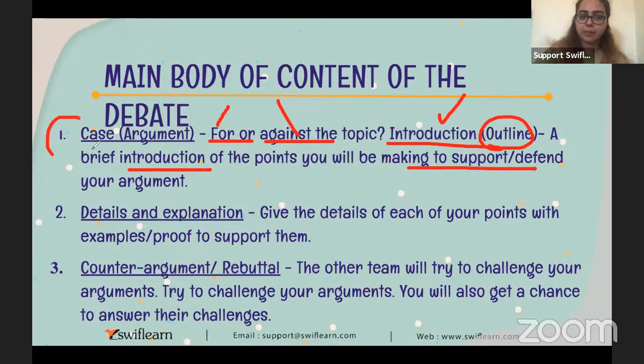That's your first step. Now we move on to the second step, which is your details and explanation. This is so important. I can't stress more on this point because it's very important for you to give details and explanation.